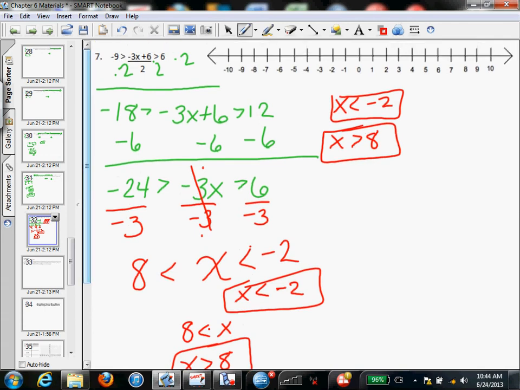Since there are no equal to's found in this, we can just put open circles around negative 2 and 8. And using our directions for this, the negative 2, we're going to color in everything to the left of the open circle, because that's what our arrow told us to do. And looking at x is greater than 8, we're going to color in everything to the right of the open circle, because that's the way the arrow told us to work.